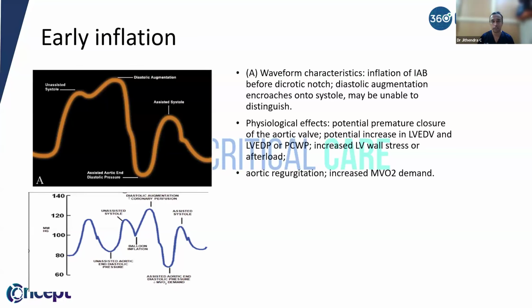Okay, so what is happening here? You see that the IABP is getting inflated even before the dicrotic notch. This will lead to premature closure of the aortic valve. So the heart is made to work against the closed aortic valve. This will lead to aortic regurgitation, increase in afterload, increase in myocardial oxygen demand. So all of these happen.